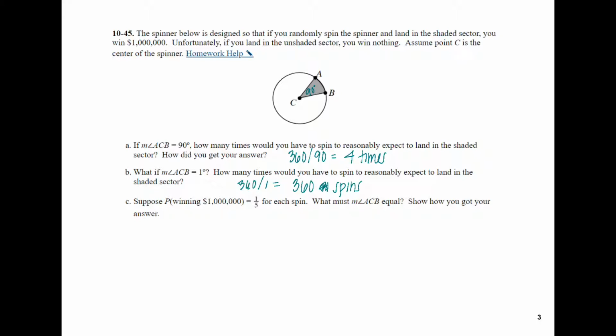Suppose the probability of winning $1 million is 1/5 for each spin. What must the measure of angle ACB equal? Show how you get your answer. Well, if it's 1/5, we can take 360, divide that by 5, and get our spinner needs to be approximately, or the angle needs to be about 72 degrees.